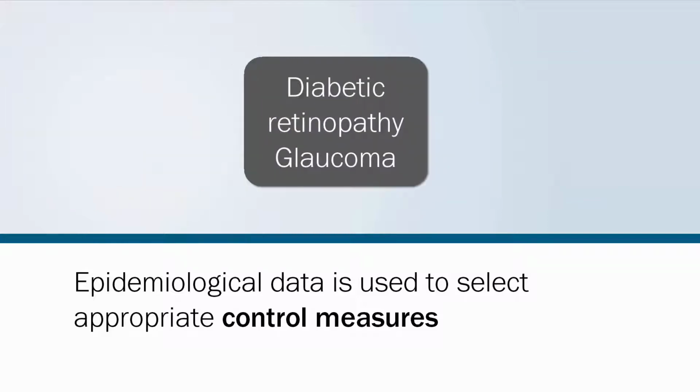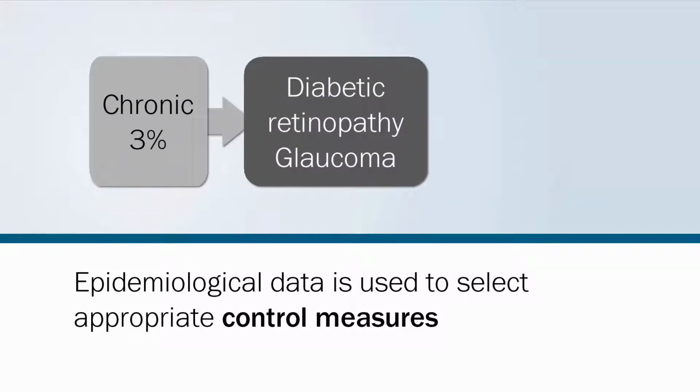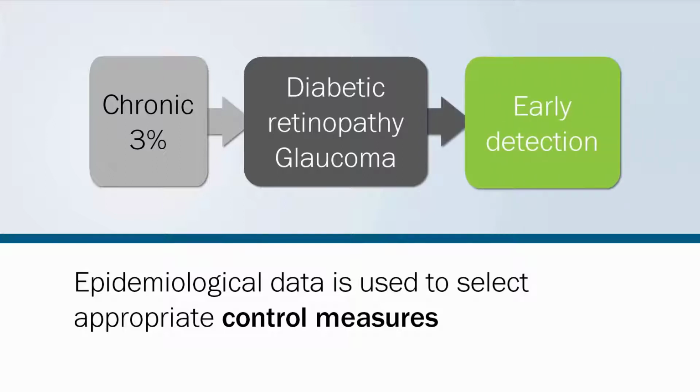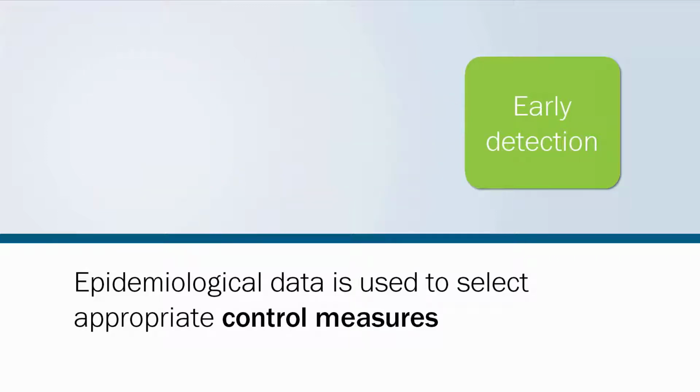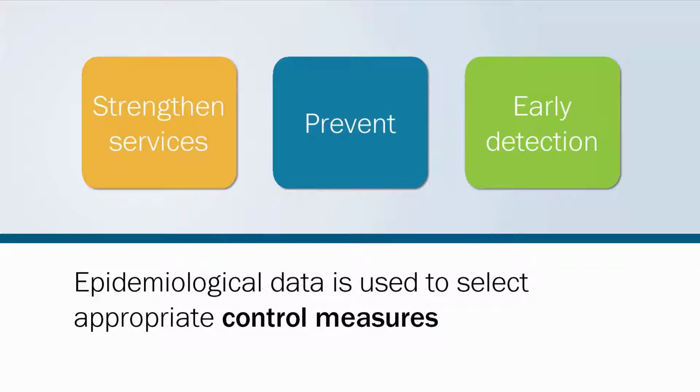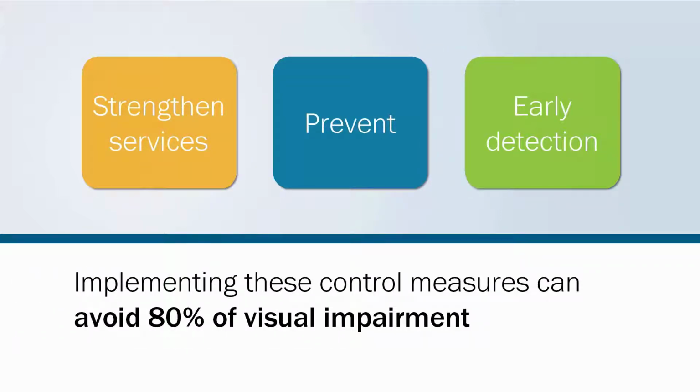Diabetic retinopathy and glaucoma fall into the chronic diseases category. Early detection and treatment is essential here to prevent blindness, and screening strategies are needed to find the patients as early as possible. Health systems also need to be prepared to appropriately manage cases identified by screening. To address these conditions, planning appropriate infrastructure for service delivery is a key priority, and implementing these control measures can avoid about 80% of visual impairment.